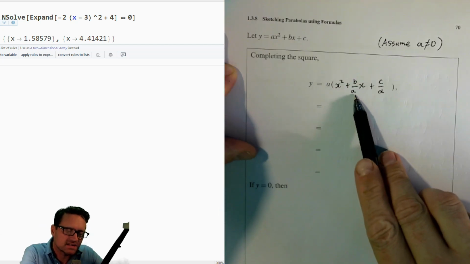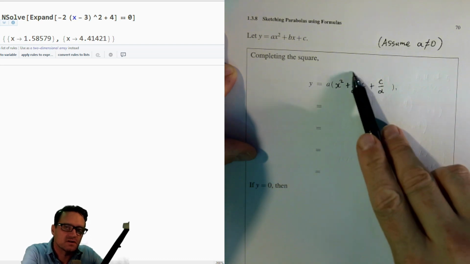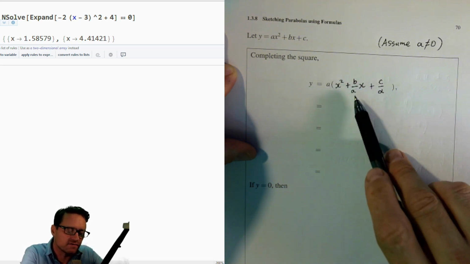Okay, now our next step, remember we look at the coefficient of x inside the brackets and we divide that by 2.